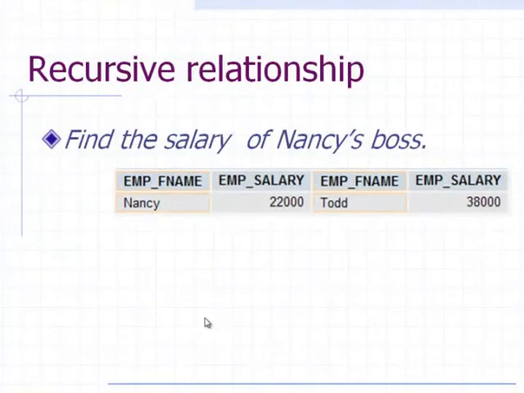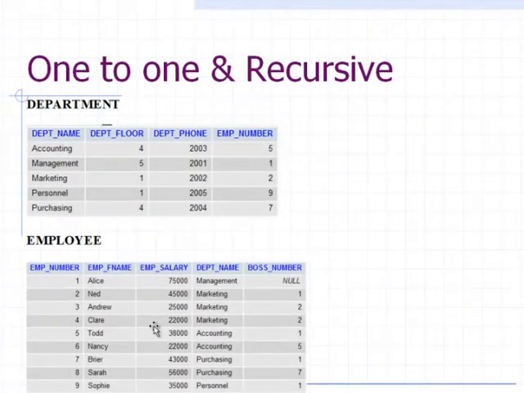Now, the second query is going to be a one-to-many relationship, but using the recursive relationship inside one table, the employee table. Let's find the salary of Nancy's boss. So listen carefully. This recursive query may be pretty challenging and complex. Before we start to write the SQL statement, we may go back to these tables, and we can find the answer without even considering an SQL statement.